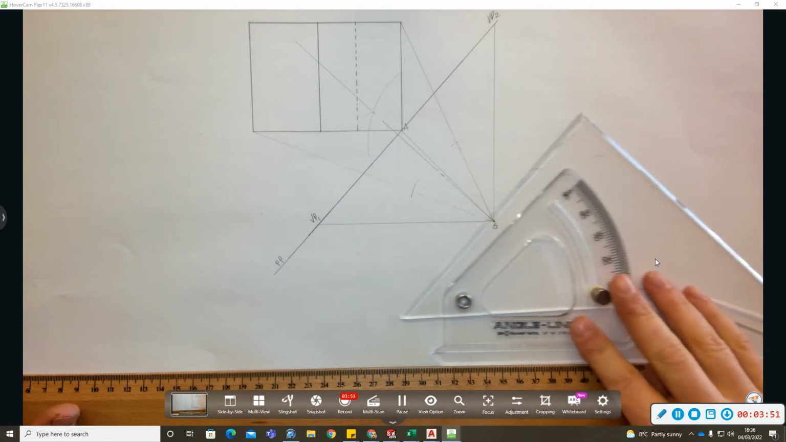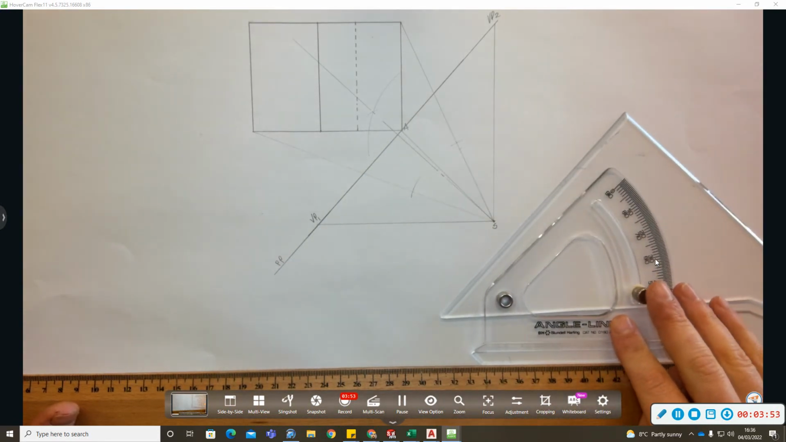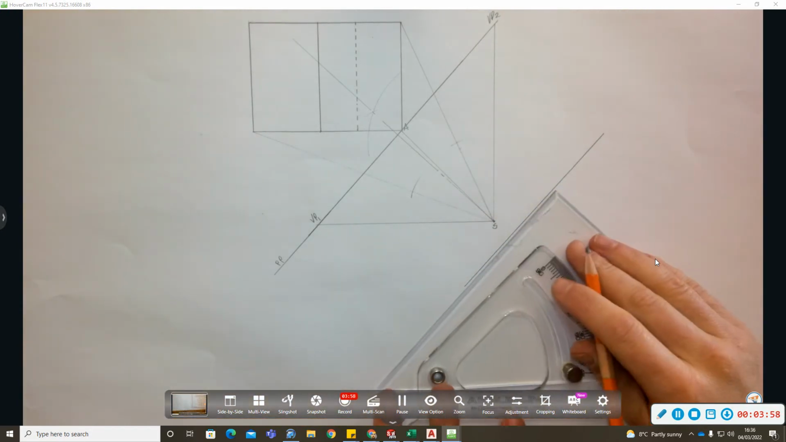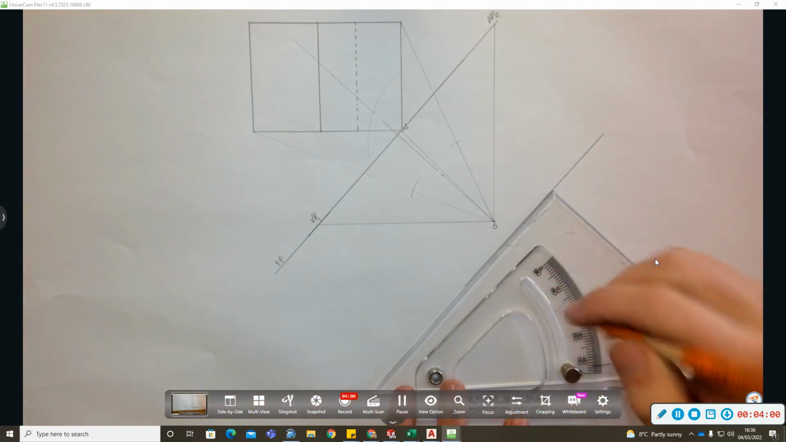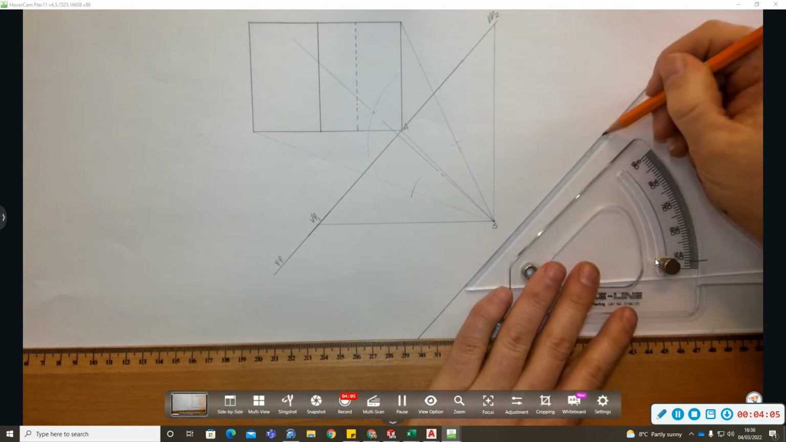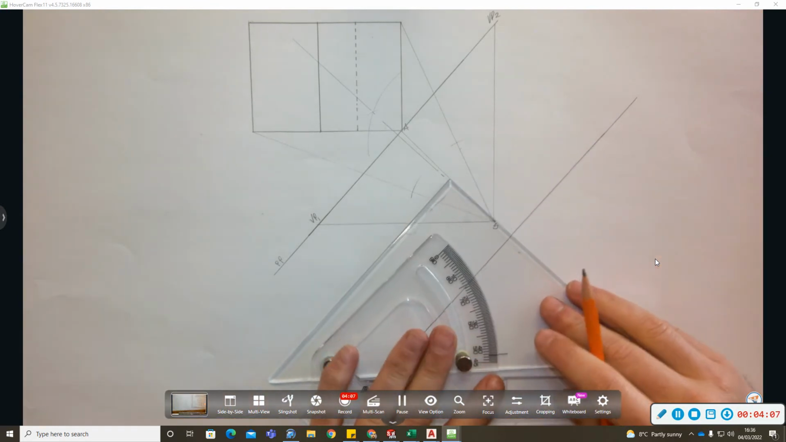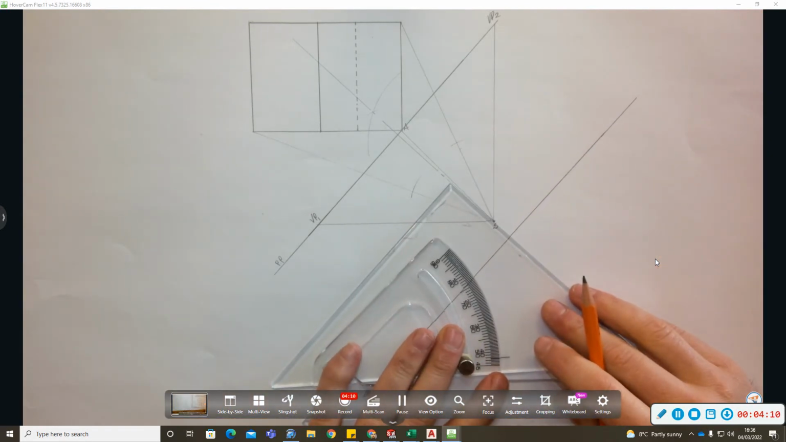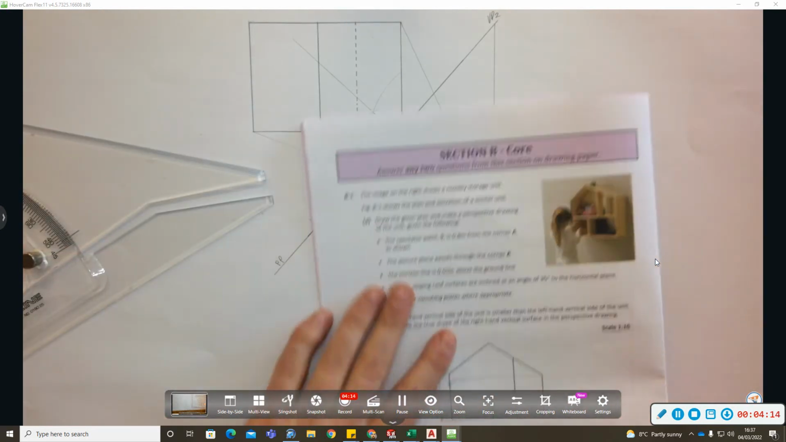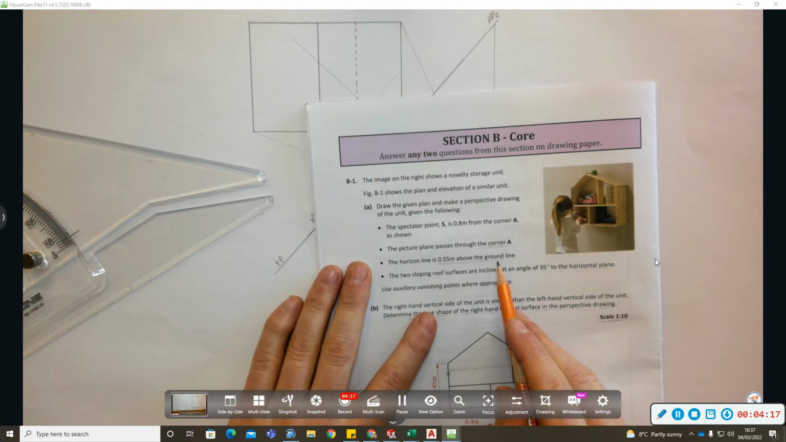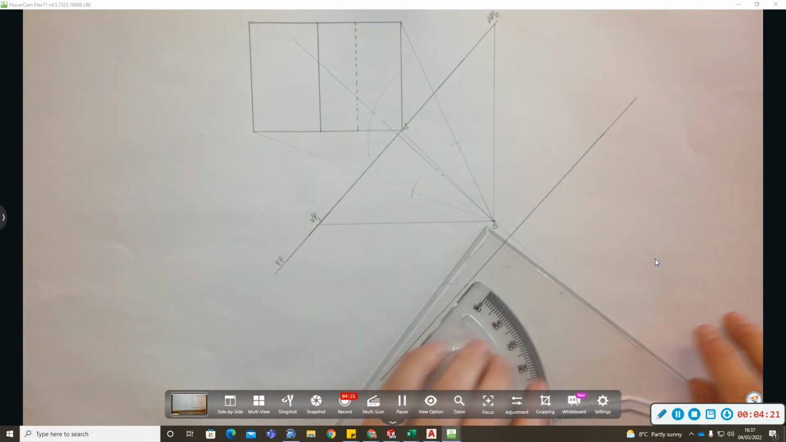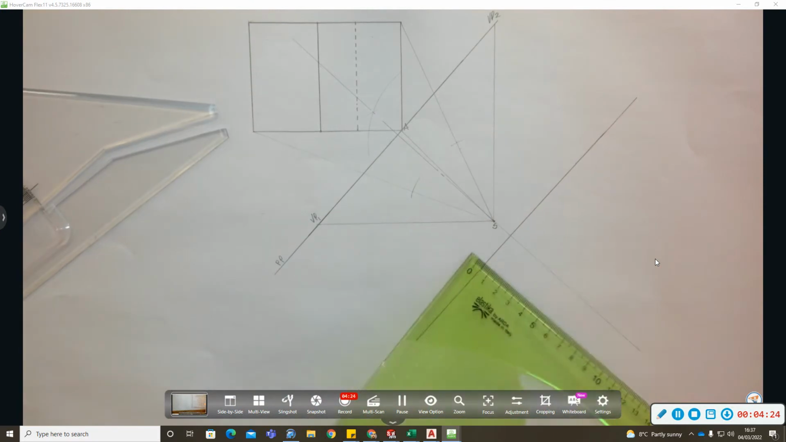I can start it wherever I want after S. Let's maybe leave 5 to 10 millimeters. Oh, here's our horizon line, and then the ground line is in the question 55 millimeters from the horizon line. So I'm going to mark down 55 along that line there.